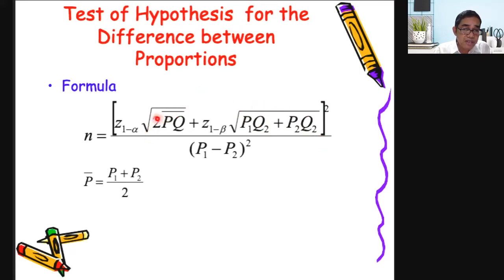Now we have here the P bar and the Q bar. The P bar is actually the average of P sub 1 and P sub 2. So that's the P bar. And then the Q bar will just be 1 minus the P bar. Okay, and then again, this is the difference in the proportion. This is your effect size. And again, the difference in the proportion should be clinically significant.